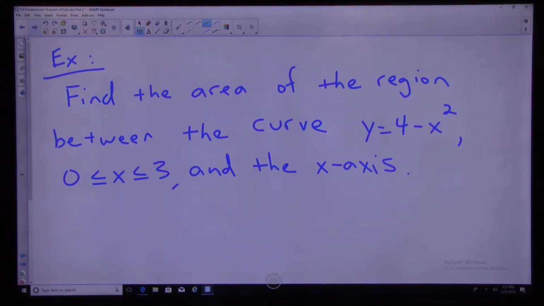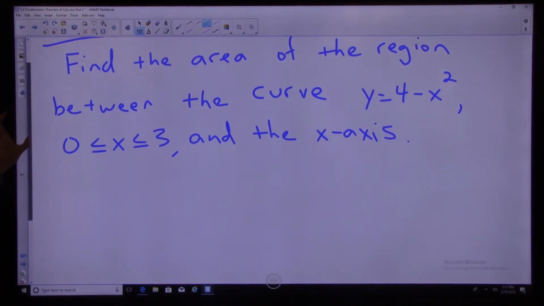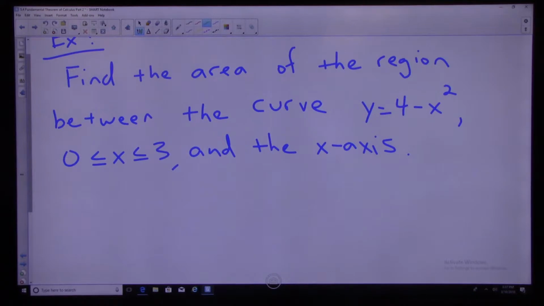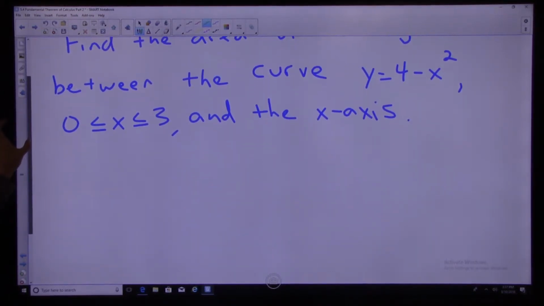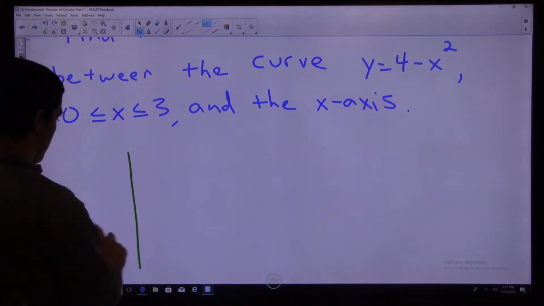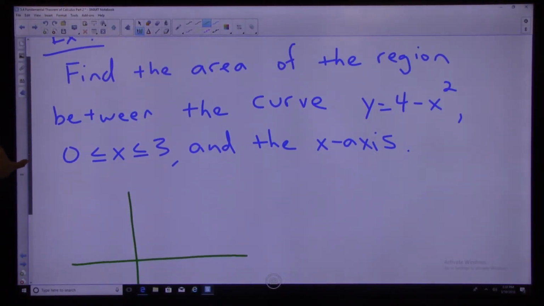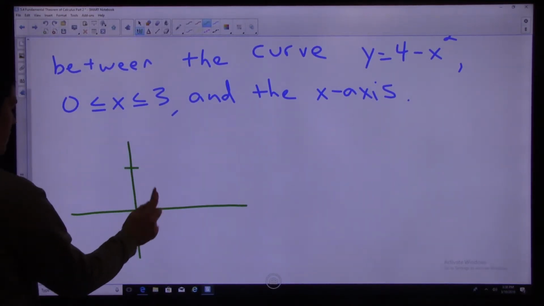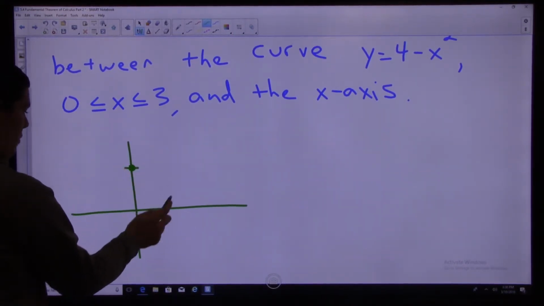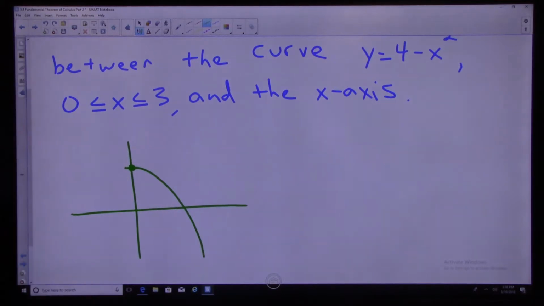So let me graph this and let me show you how this looks graphically, and I'll explain this a little bit further. So here it goes. I'm going to draw this in green. We know what 4 minus x squared should look like, hopefully. It's going to be a parabola opening down, and its vertex is going to be right here at 4. So I'm only going to graph it from 0 to 3.